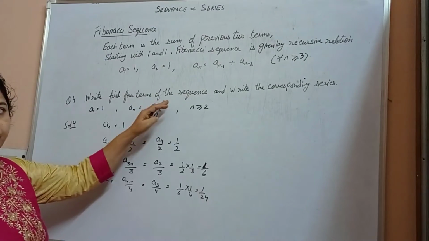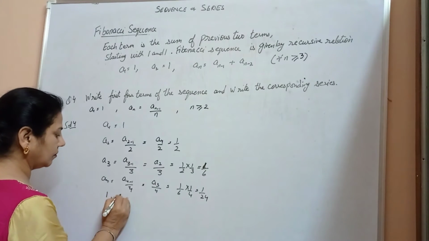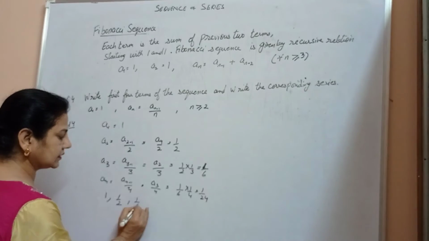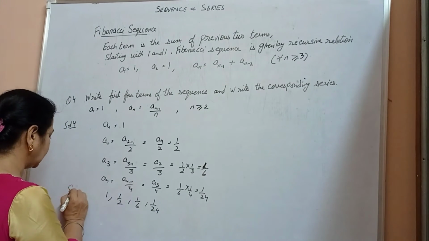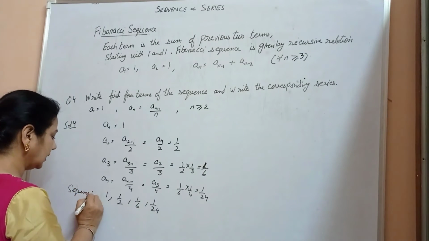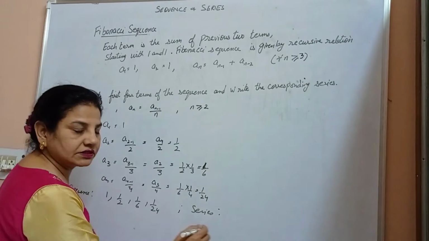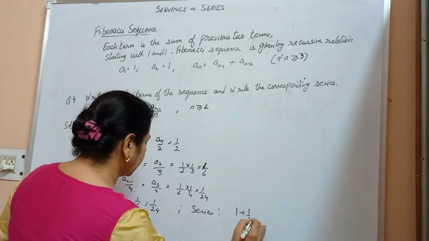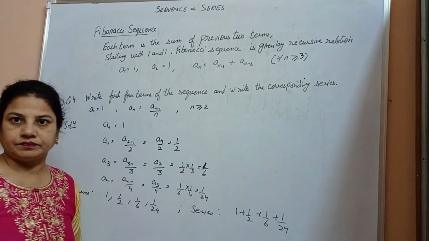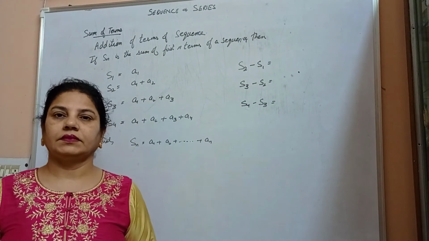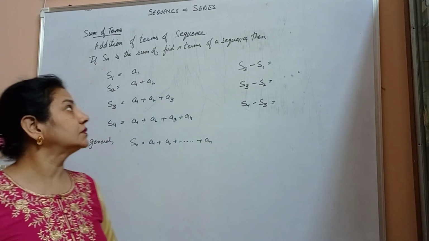So the first four terms in the sequence will be 1, 1 by 2, 1 by 6 and 1 by 24. This is the sequence, and their corresponding series will be the sum of this sequence: 1 plus 1 by 2 plus 1 by 6 plus 1 by 24. Sum of terms means addition of the terms of the sequence.